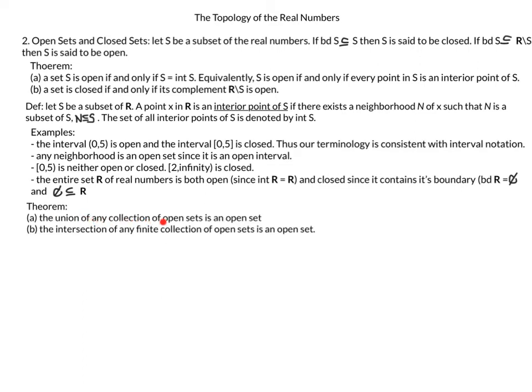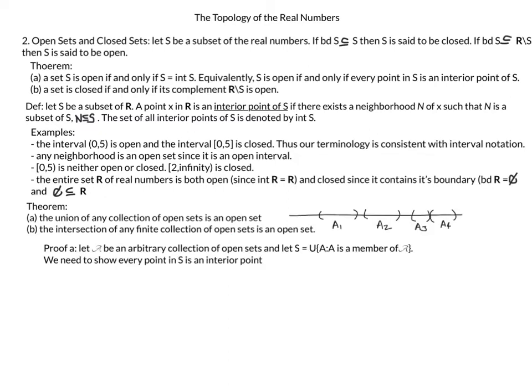The union of any collection of open sets is an open set, and the intersection of any finite collection of open sets is an open set. I have a little drawing here just to get it in my head what's going on. You have a bunch of open sets and you're going to union them. We're going to start with the union.